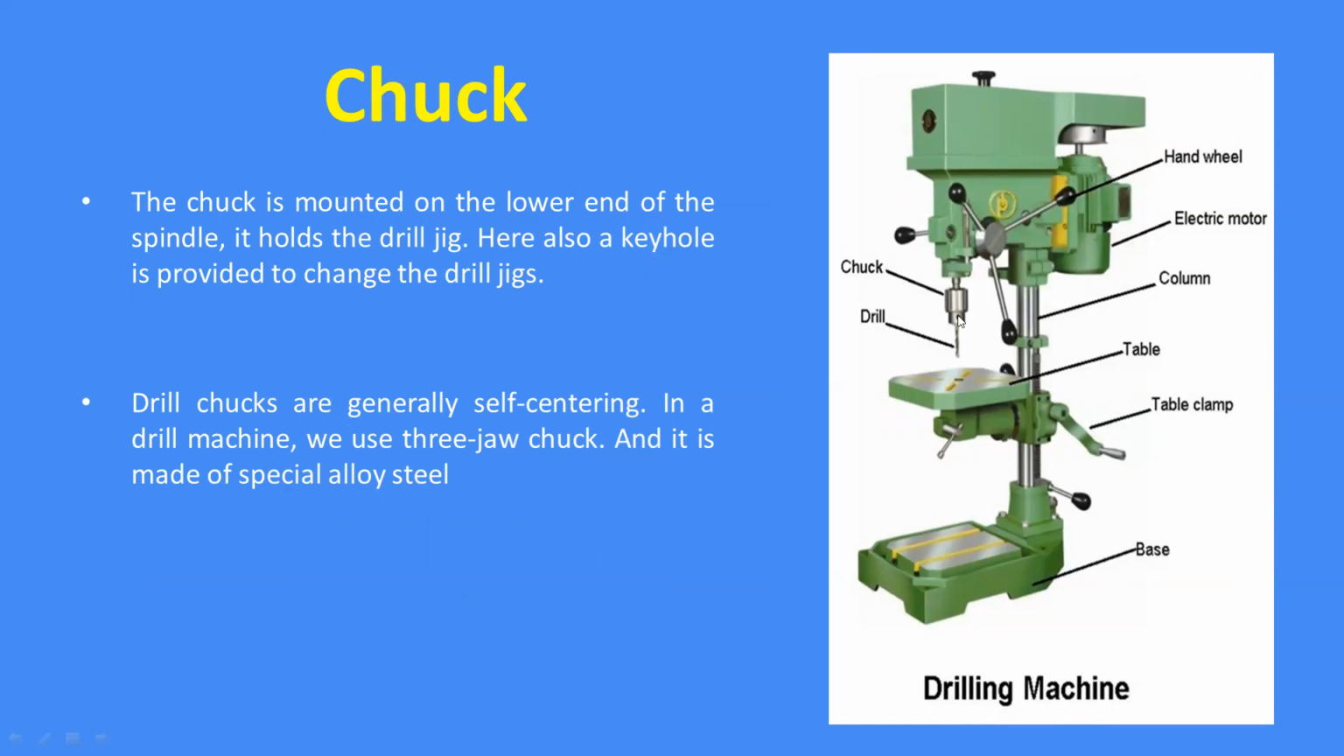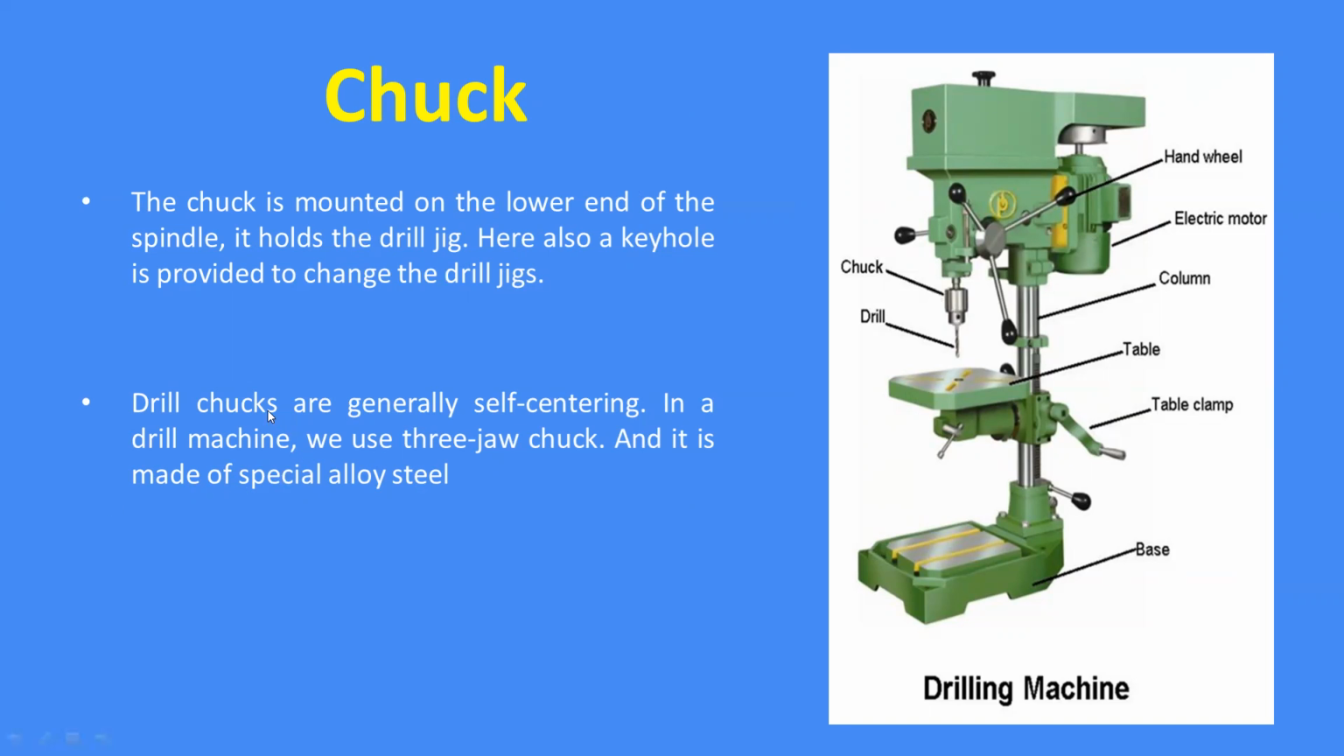Next one is the chuck. You can see this is the chuck. Where is it placed? It is mounted on the lower end of the spindle. So why is it used? It is used to hold the drill jig. Also a key hole is provided to change the drill jigs.